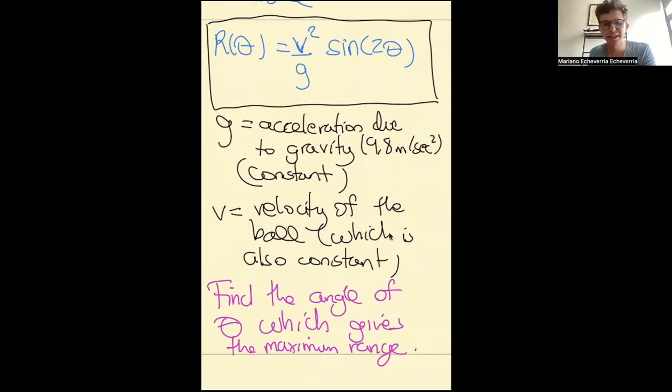So was anyone able to find the angle? What should the angle at which you throw it be?